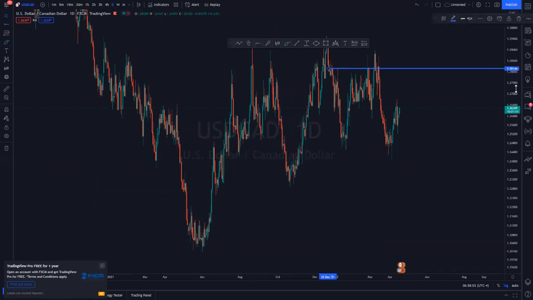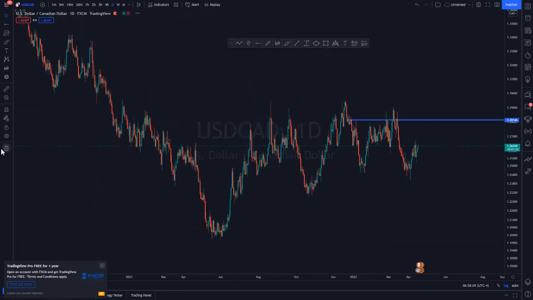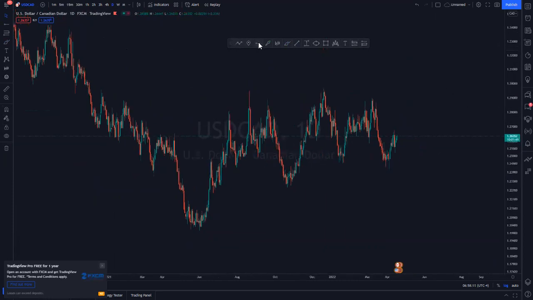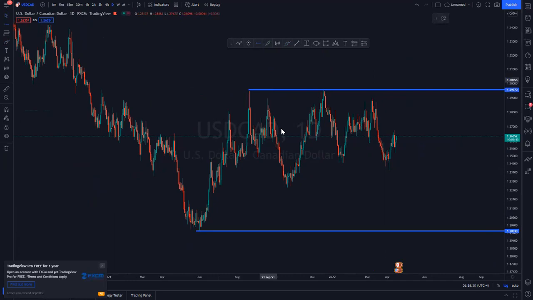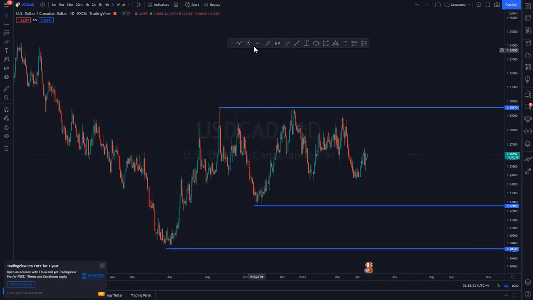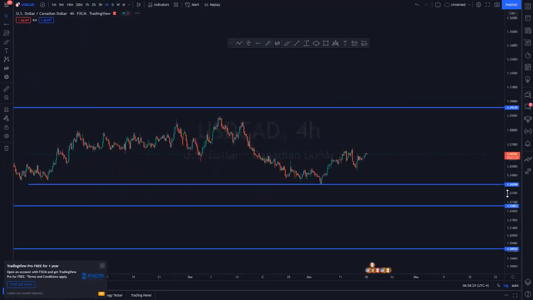So okay, now let's analyze this. USD CAD. Okay, so with USD CAD, we'll go to the daily. Lower low. Higher high of the structure. Important level. Levels that I respect in the market. And from there, we're gonna go to the 4 hour.